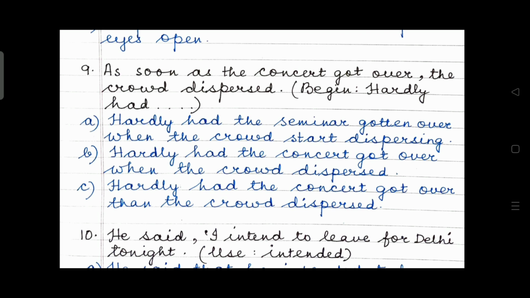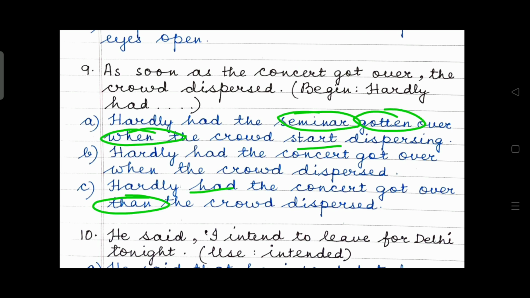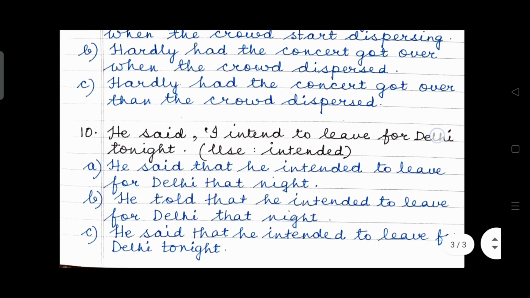Question 9. As soon as the concert got over, the crowd dispersed. Begin, hardly had. Hardly had the seminar gotten over when the crowd started dispersing. Too many errors. Hardly had the concert got over when the crowd dispersed. Hardly had the concert got over than the crowd dispersed. Hardly had when is the right construction. Hence, the right answer, option B.